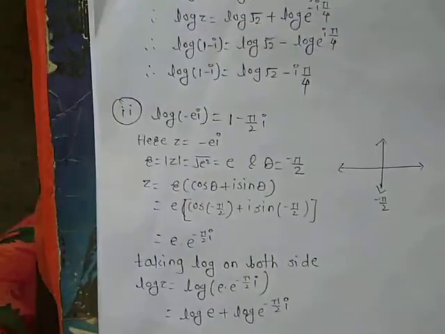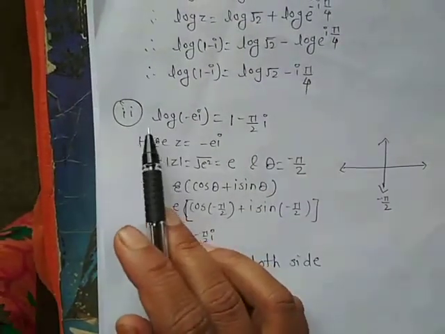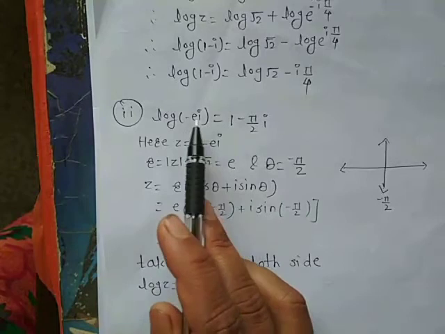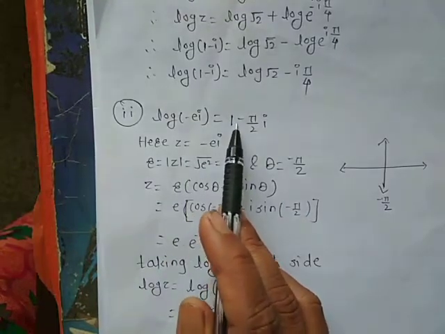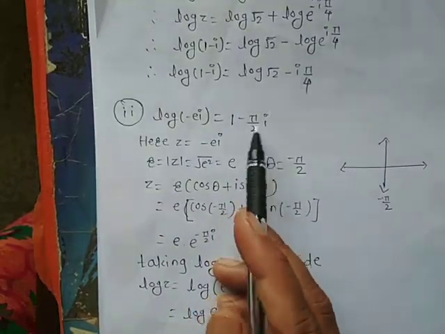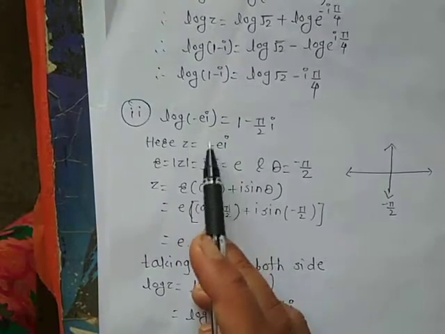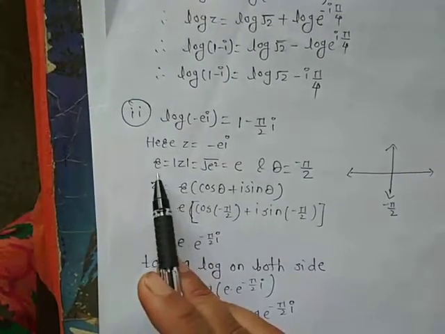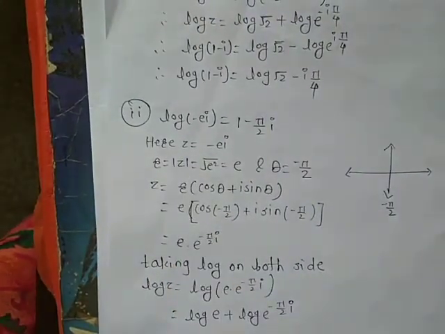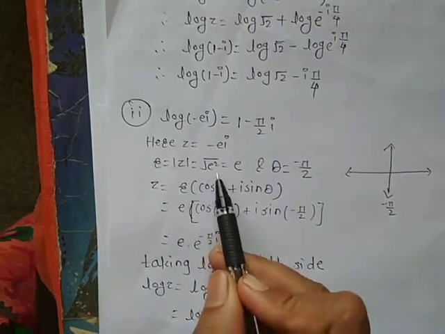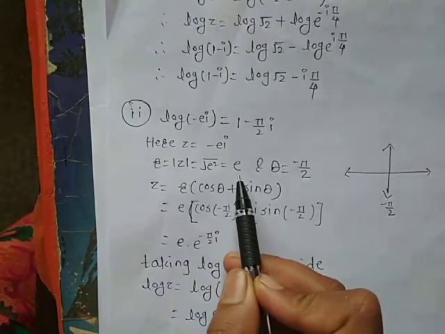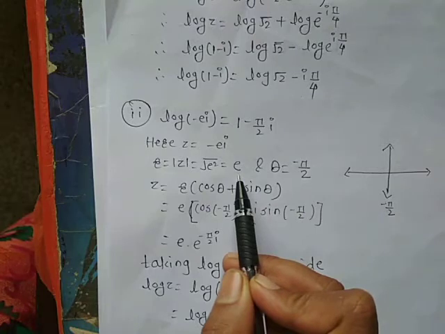Next, see the next example. We have to show that log of minus e i is equal to 1 minus pi by 2 i. Here z is equal to minus e i. So r is equal to the modulus of z, which is equal to under root of e square, which is equal to e.